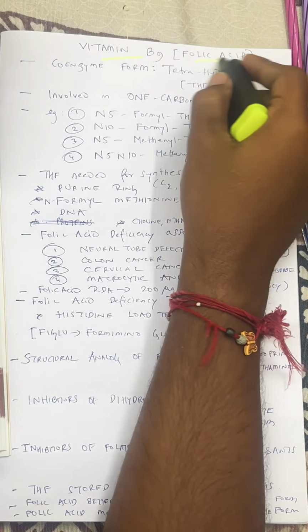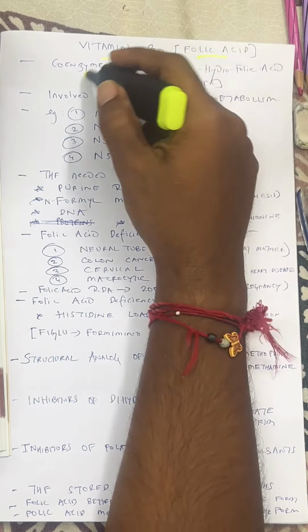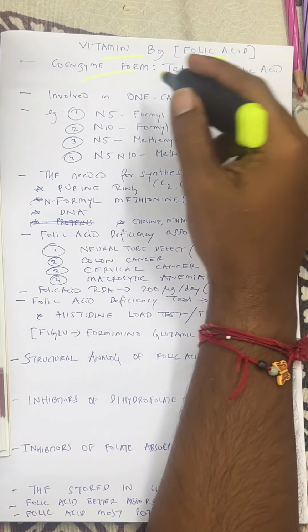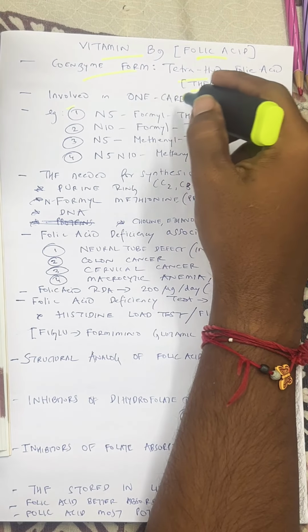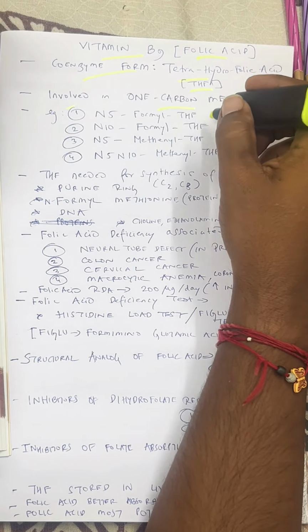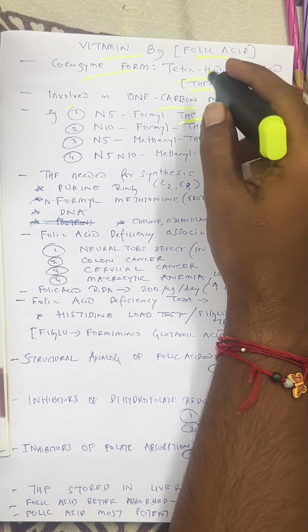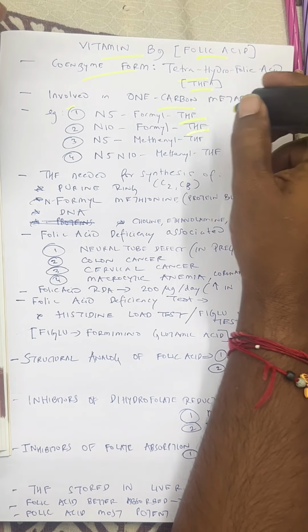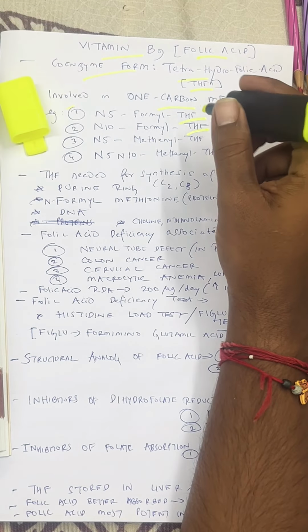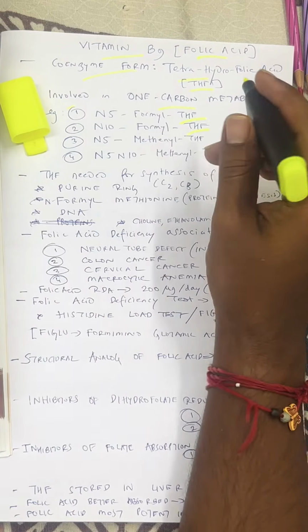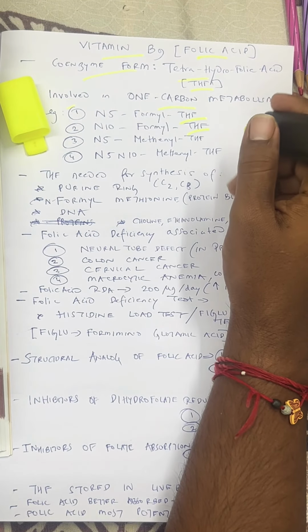Vitamin B9, folic acid, is a water-soluble vitamin. The coenzyme form is tetrahydrofolic acid, short form THFA. Its main function is that it is involved in one-carbon metabolism to give one-carbon compounds like N5-formyl tetrahydrofolate, N10-formyl tetrahydrofolate, N5-methenyl tetrahydrofolate, N5,N10-methenyl tetrahydrofolate, as well as many others, which I have not mentioned here.